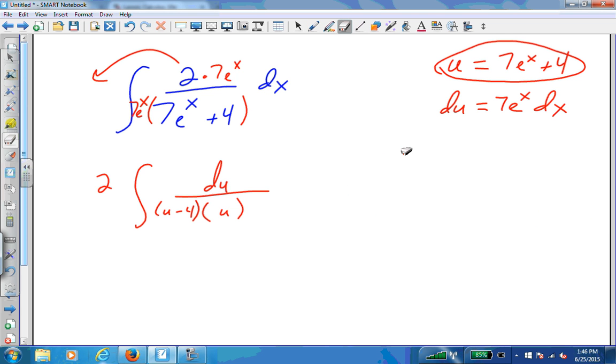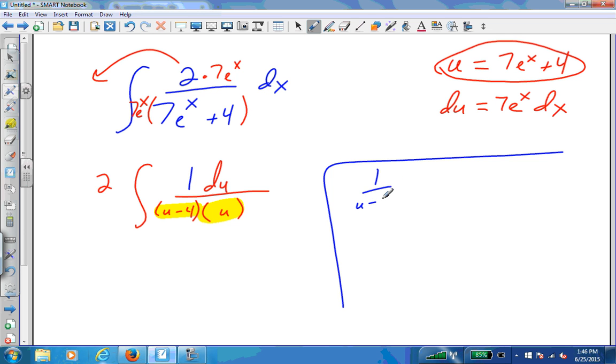And back when we were doing du's over u's, if we came out with two factors on bottom, then we did partial fraction decomposition. We would rewrite that, and let's call that 1 over u minus 4 times u. We would break that up into two separate fractions, something over the first factor plus something over the second factor. And the way we would determine what a and b needed to be, we would get our common denominator for both of these fractions.